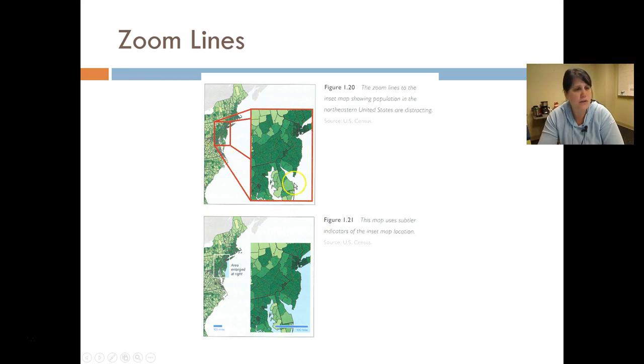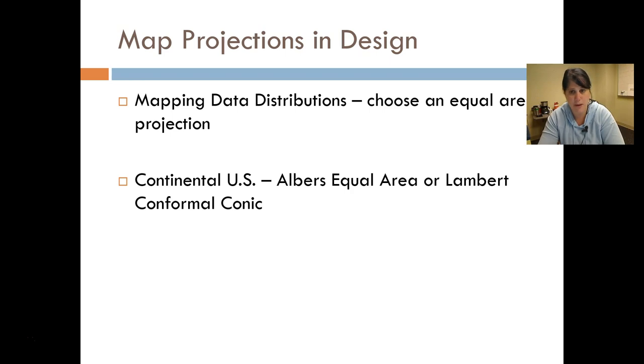So when you're using things like zoom lines to pull out areas, try to make those a little bit more subtle and not so prominent, so that they're just background information.